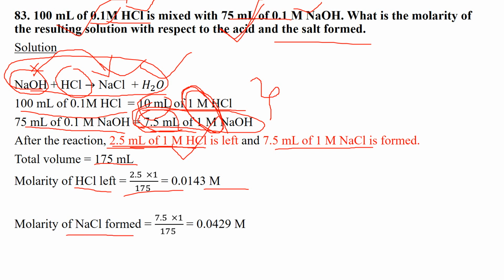Then the molarity of NaCl. How much volume of sodium chloride is formed? 7.5 ml, because sodium chloride is formed according to the volume of NaOH, since NaOH is the limiting reactant here. Then 7.5 ml of 1 M NaCl, 7.5 into 1 divided by 175. We have to calculate the molarity of NaCl in the whole solution. The whole solution contains 100 plus 75, that is 175 ml, which gives 0.0429 molarity. This question is very important.